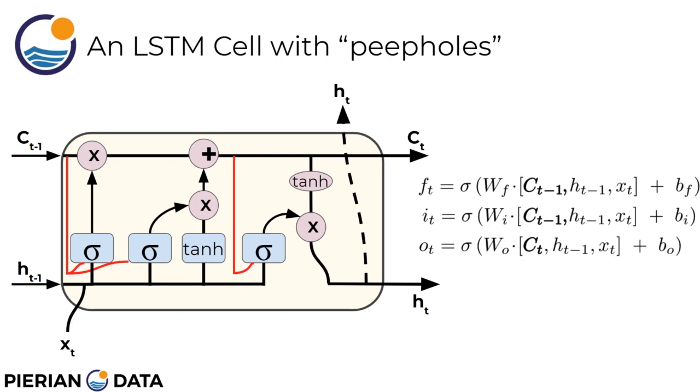So here, notice that we're essentially adding in c of t minus 1, or c of t, into these three gates. Now, we previously didn't have that. We only had h of t minus 1 and x of t, but in some variations of LSTM, they add in peepholes, which essentially also linearly combines the cell state inside of the LSTM.